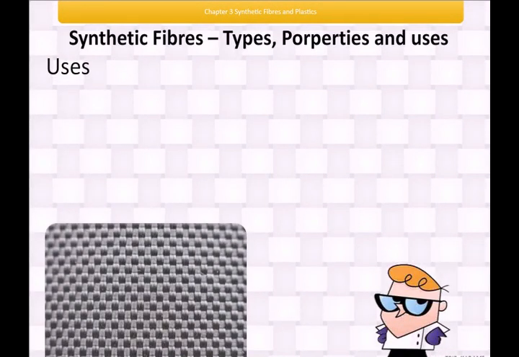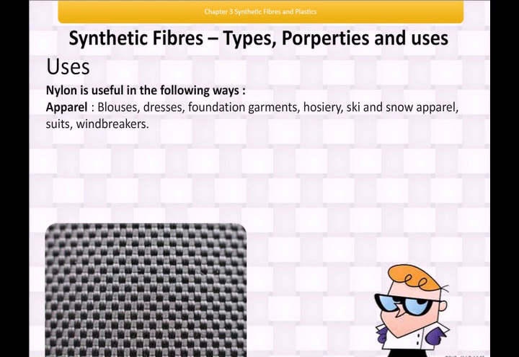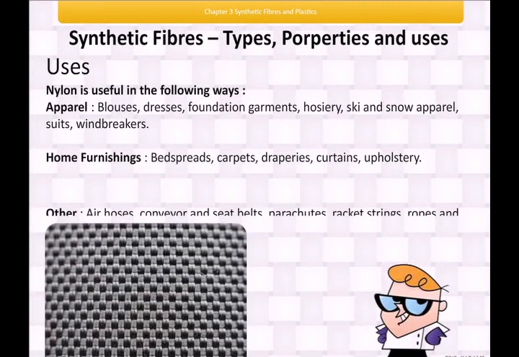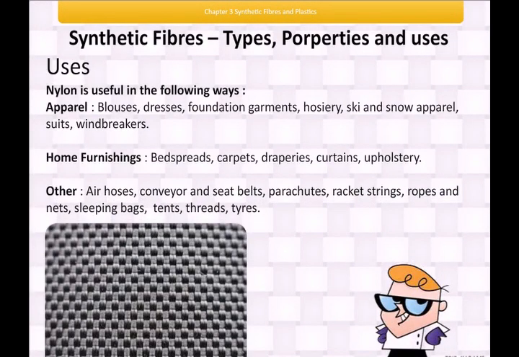Uses. Nylon is useful in the following ways: apparel, blouses, dresses, foundation garments, hosiery, ski and snow apparel, suits and windbreakers. Home furnishings, bedspreads, carpets, draperies, curtains and upholstery. Others: air hoses, conveyor and seat belts, parachutes, racket strings, ropes and nets, sleeping bags, tents, threads and tires.